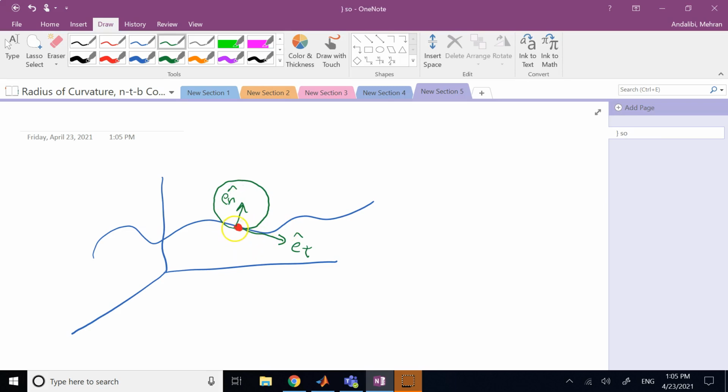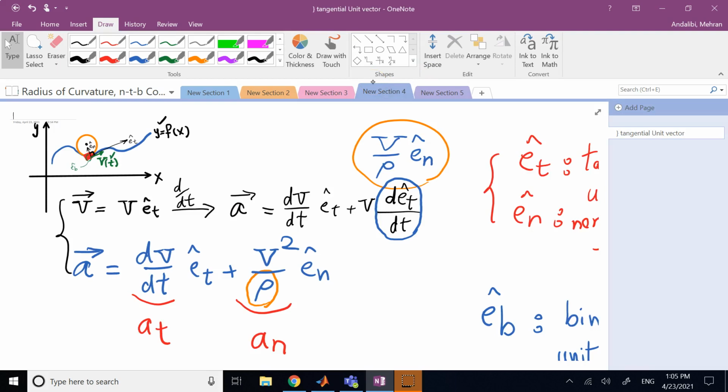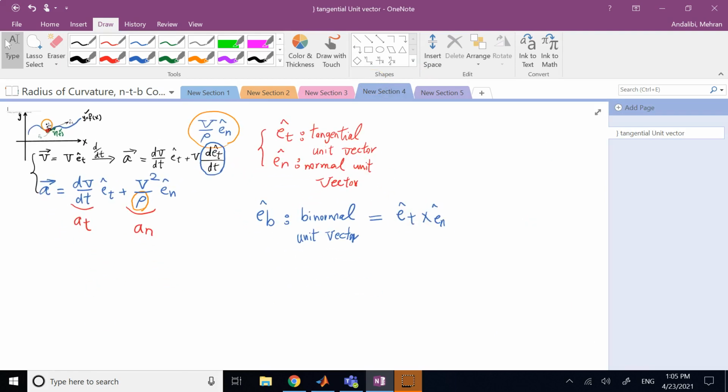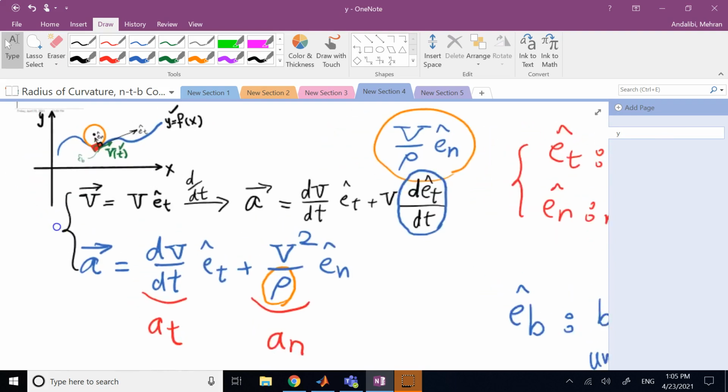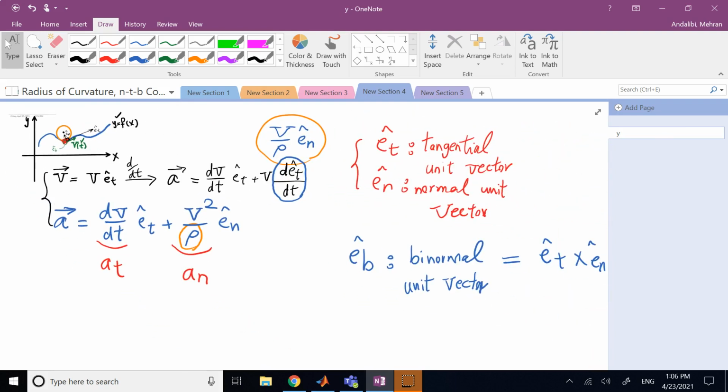And then EB is going to be perpendicular to both of them. Okay, so we call it binormal direction. That's one thing I wanted you to know. The other thing is, where does this formula come from? V over rho over En.